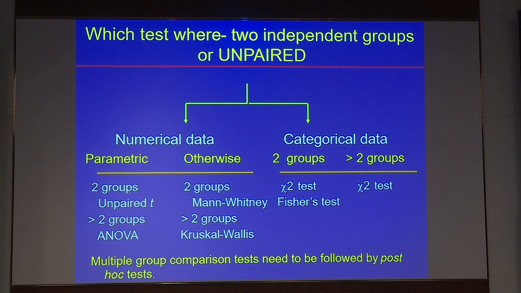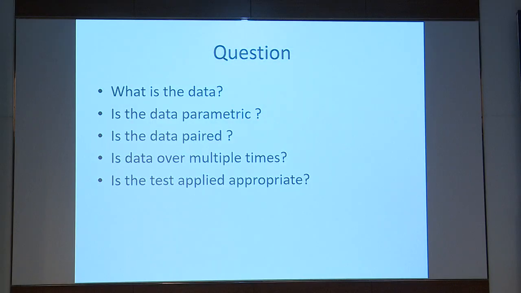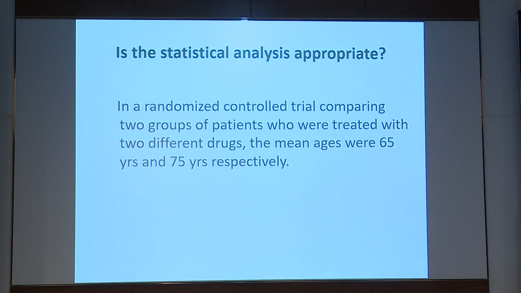And if this is what is being followed in your paper, I'm going to put this and take this and look at your paper and realize that this is what it is. So what is the data? Is the data parametric? Is the data paired? Is the data over multiple times? Is the test appropriate? All right. And then these are some examples. We will do this in the panel discussion if there's time.